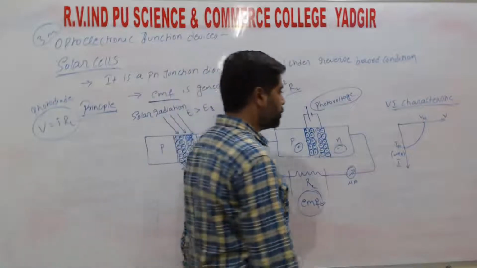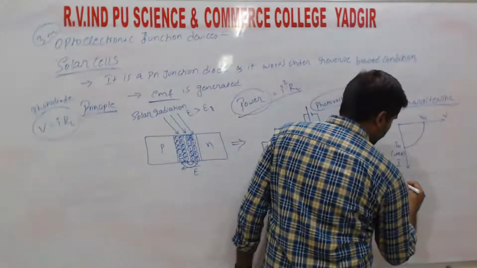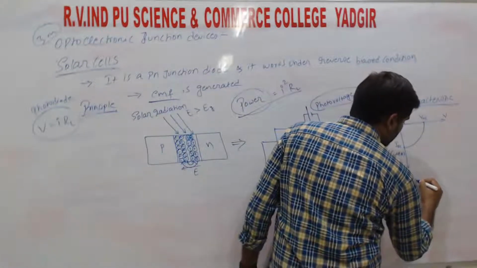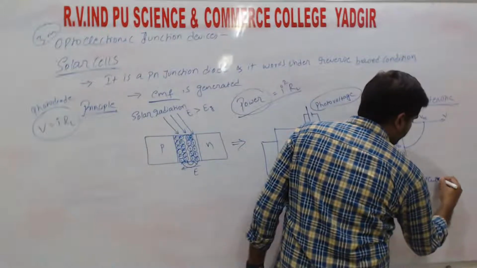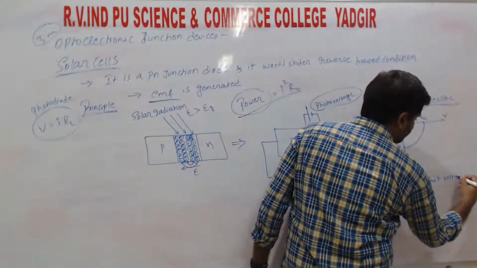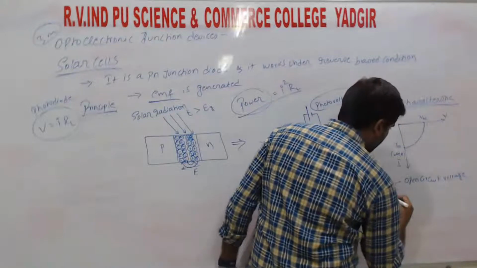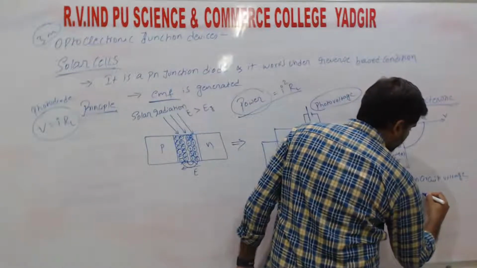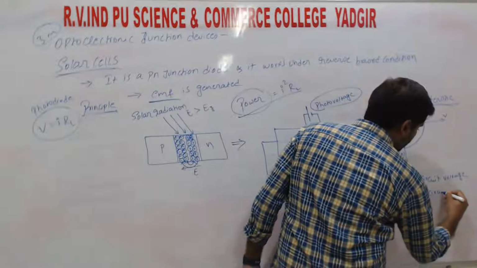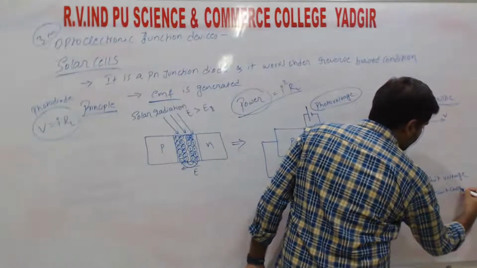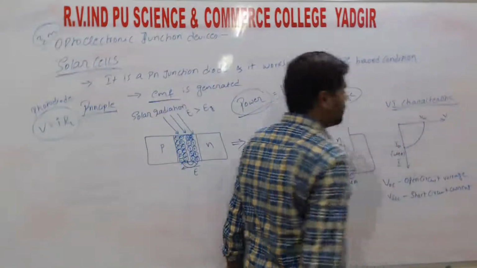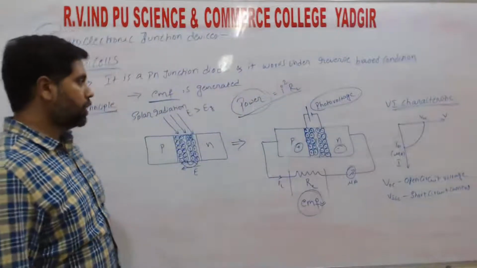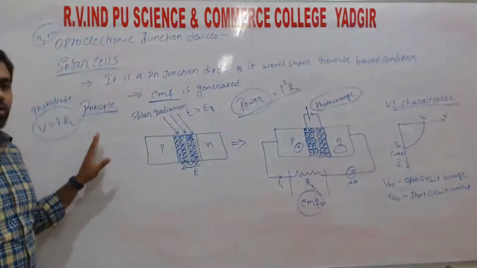So what are VOC and ISC? VOC is the open circuit voltage and ISC is the short circuit current, right? So this is about the solar cell.